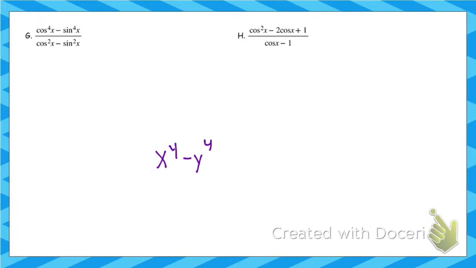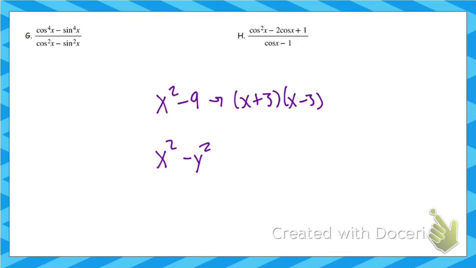Now, it's been a while since we've done that, so in case you don't remember, a difference of squares is something like this, where there's two terms, you know both square roots, and there's a minus in the middle. The way that factors is into x plus the square root and x minus the square root. So x to the fourth minus y to the fourth, let's start a little simpler. If this was x squared minus y squared, it would factor into x plus y, x minus y.